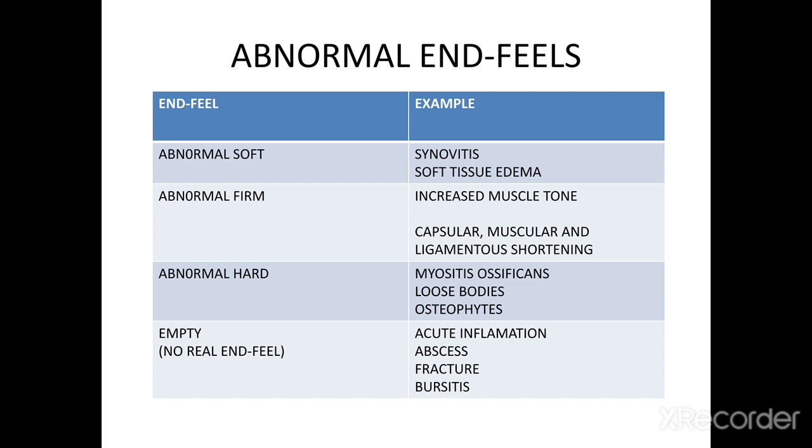Okay, so first is the abnormal soft. There is a limitation in the range of motion and the feeling is soft and boggy. It is usually seen in synovitis and soft tissue edema.